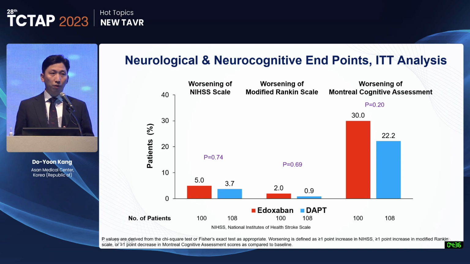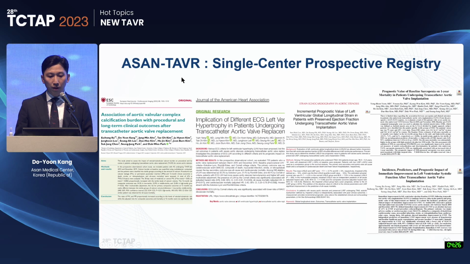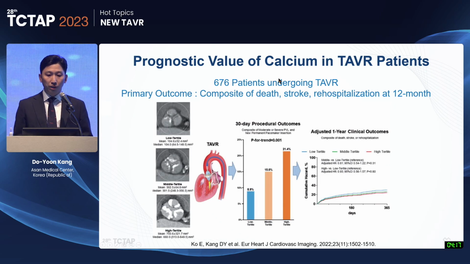However, this is a short-term follow-up study of 6 months, so the impact of HALT on valve durability needs further investigation. And another is the ASAN TAVR registry, a single-center prospective registry where we tried to find the risk factors that impact clinical outcome after TAVR. One was calcium. A high amount of calcium showed worse procedural outcomes, but the 1-year clinical outcome was not different between the calcium groups.